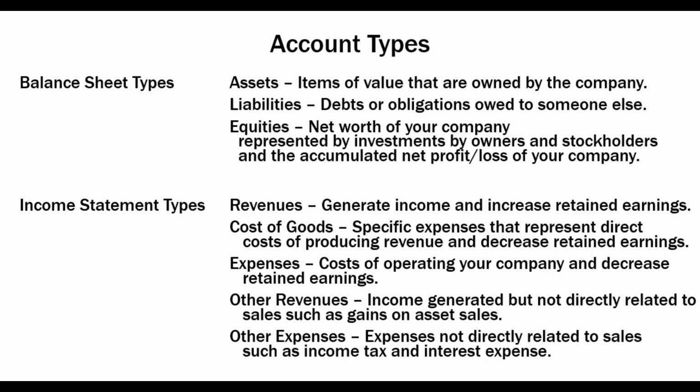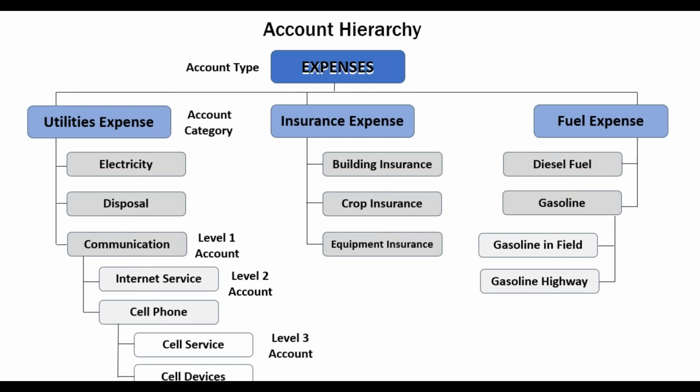That's how the balance sheet is updated with your income statement account types: your revenues and other revenues are going to increase retained earnings, and your cost of goods, expenses, and other expenses are going to decrease retained earnings. That keeps your balance sheet balanced. CenterPoint will always make sure that the transactions that are entered make a balanced transaction. So now let's take a look at the overall account hierarchy.